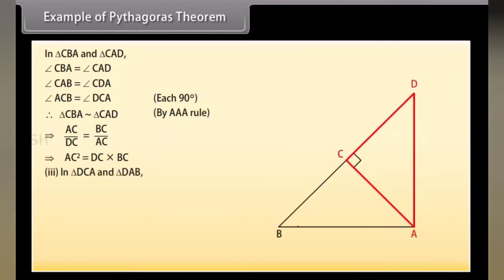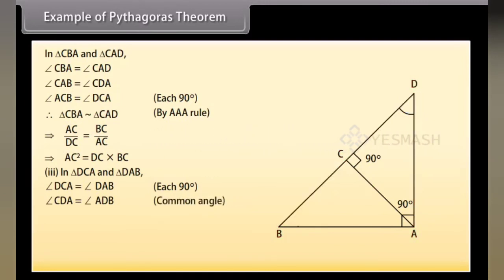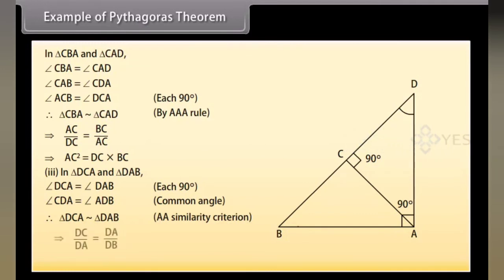3. In triangle DCA and triangle DAB, angle DCA equals angle DAB, each 90 degrees. Angle CDA equals angle ADB, common angle. Therefore, triangle DCA is similar to triangle DAB by AA Similarity Criterion. DC upon DA equals DA upon DB, which implies AD square equals BD into CD.